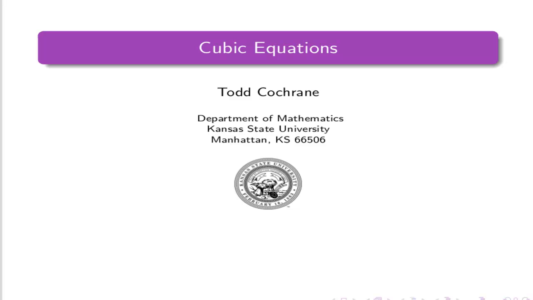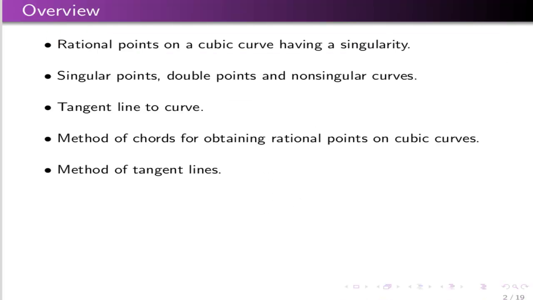Today I want to look at cubic equations, in particular finding rational points on cubic curves. So first I'll look at a cubic curve having a singular point, what we call a double point. So we'll have to define what a singular point, a double point, and what a non-singular curve means. The non-singular curves will be of particular interest in our next section. Those are the elliptic curves when they're cubic, non-singular cubic curves.